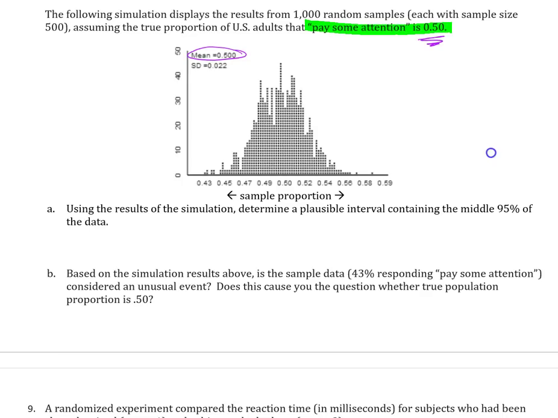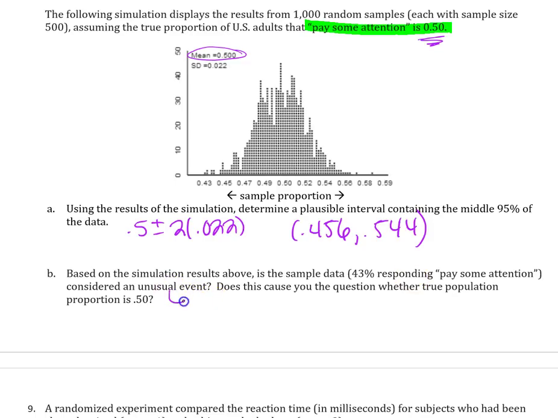Using the results of the simulation, determine a plausible interval. So, based on this simulation, I would just simply take the mean, add or subtract 2 times the standard deviation, and I get 0.456, 0.544. So this is what's possible based on the Gallup's claim of 50% of U.S. adults pay some attention to nutritional information. Based on the simulation results above, is the sample data, your 43%, considered unusual? So basically, is it in the interval or not? Since it's not in the interval, this is considered unusual.